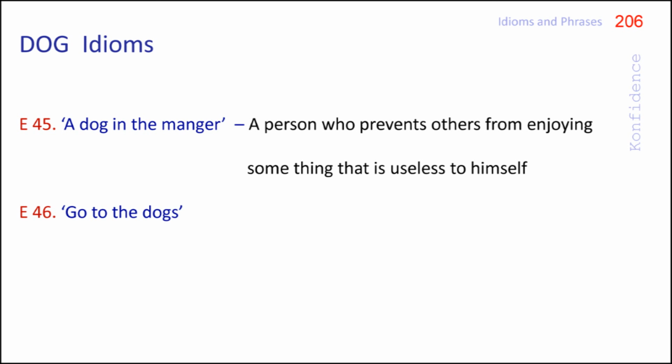Go to the dogs means be ruined. Example, the country will go to the dogs if there is no unity among the people. A recap. In this segment, we learnt what idioms and phrases are and how they are important in English language. They give clarity, brevity, and beauty to whatever we express.